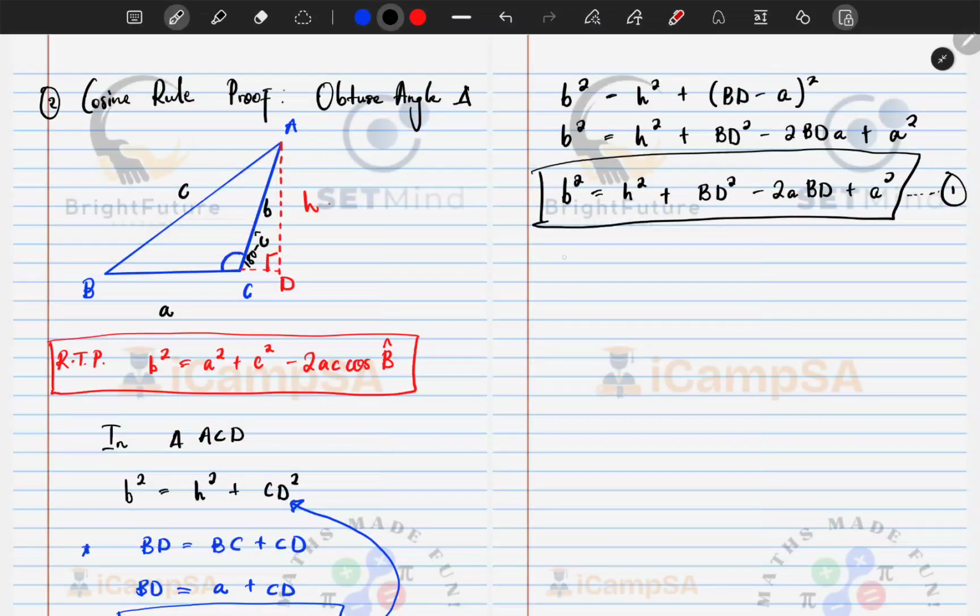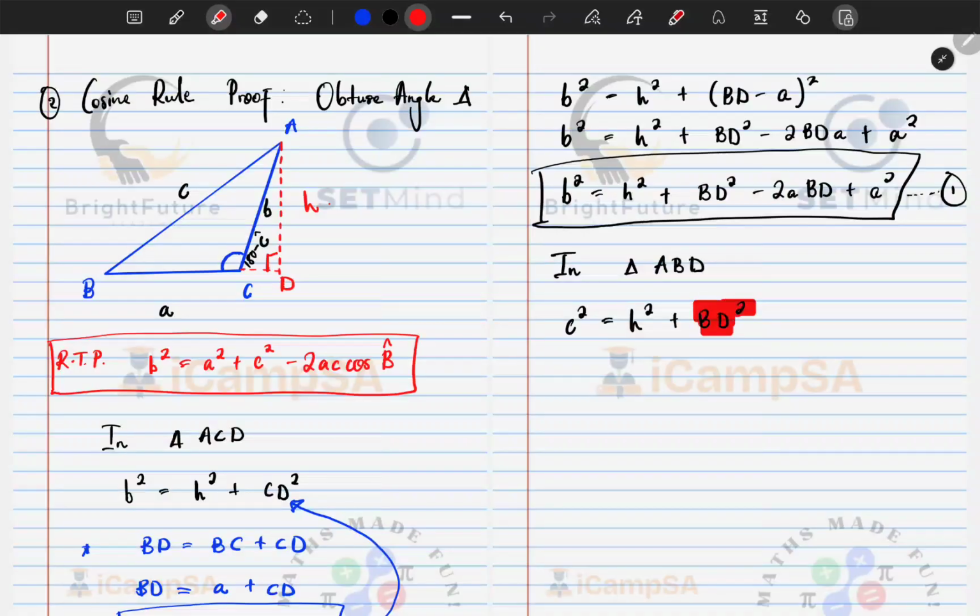So in triangle ABD, I will have c squared as my hypotenuse. On my opposite side, it's going to be h squared plus bd squared, right? Great. So I want you to notice the same thing here. I have bd as my subject of the formula. I have something common in between these two equations.